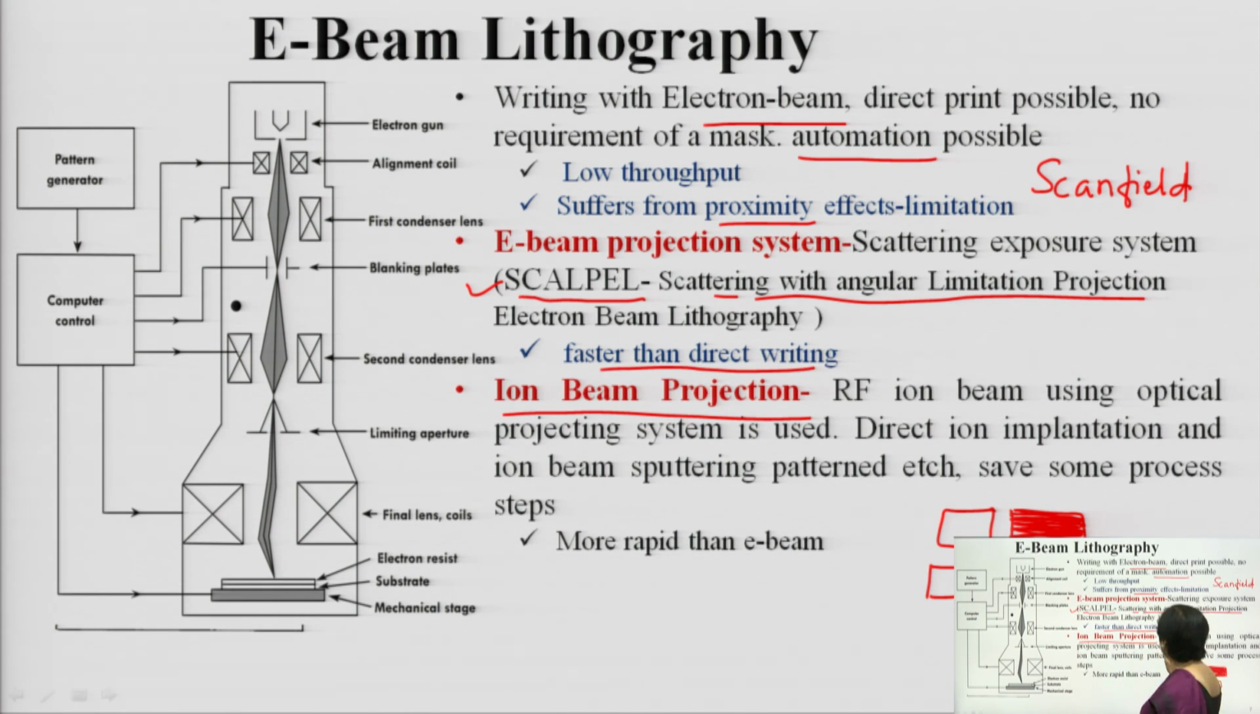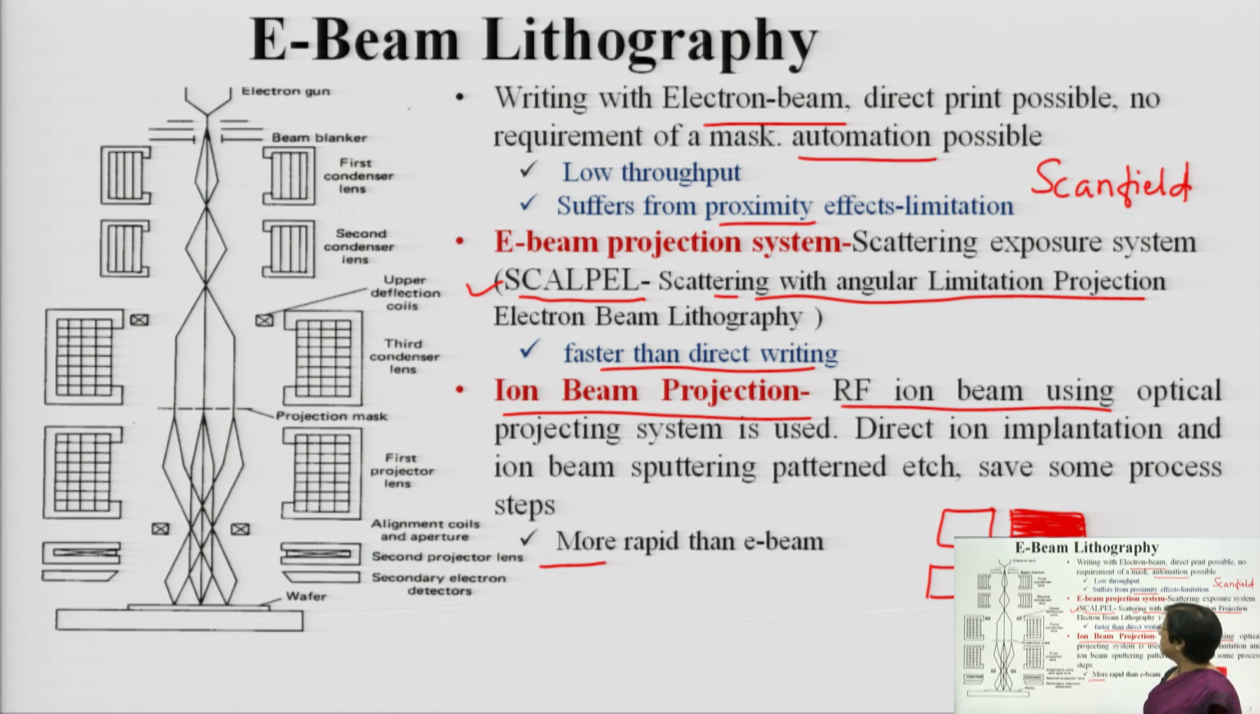In case of ion beam also, you are using an RF ion beam and the optical projection system. So, direct ion implantation is being done, the sputtering pattern will automatically react with the photoresist, and automatically the pattern will be transferred. So, it is also faster as compared to electron beam lithography.